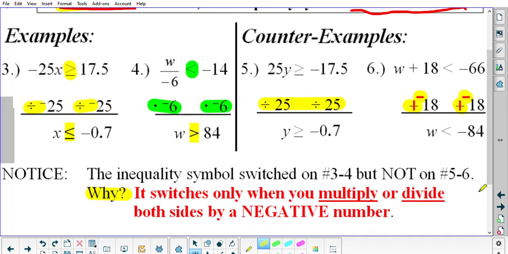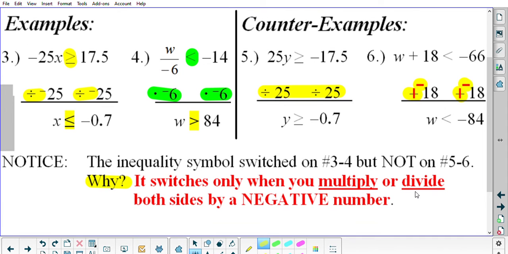And so the moral of the story is the inequality symbol only switches. It switches only when you multiply or divide both sides by a negative number. Number 5, we were dividing by a positive. That's why the inequality symbol didn't switch on number 5. Number 6, we were adding by a negative. Well, that's why the inequality symbol didn't switch on number 6. It only switches when you multiply or divide both sides by a negative number.